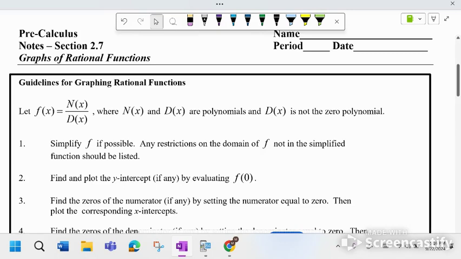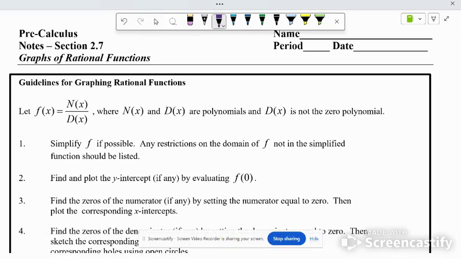Hello, today we're going to be doing 2.7 graphing rational functions. There's 7 guidelines here to help us graph rational functions a little bit better. The first one is to simplify f, meaning you are going to want to factor both the numerator and the denominator, and you're going to reduce out any holes.